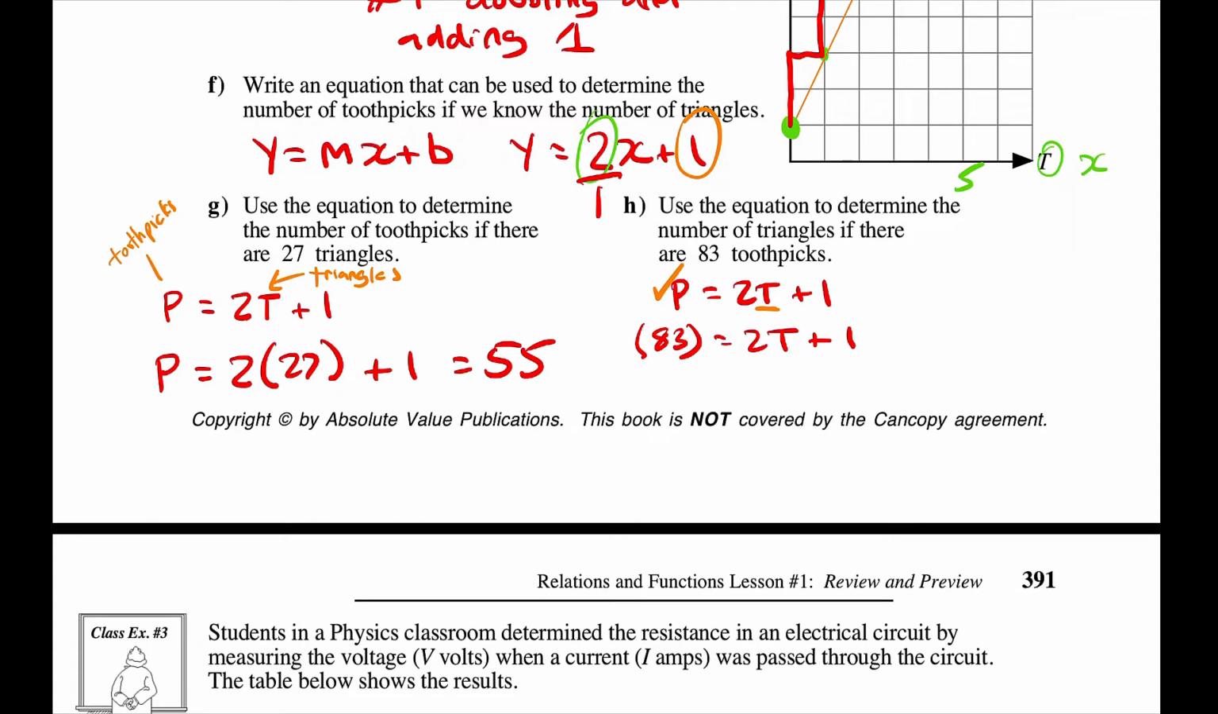Now we're down to basic algebra. We're going to subtract 1, subtract 1. 82 equals 2t. I'll move this up and over to here. Divide by 2, divide by 2, and we have the value of t is equal to 41. So if I have 83 toothpicks, I can make 41 triangles.